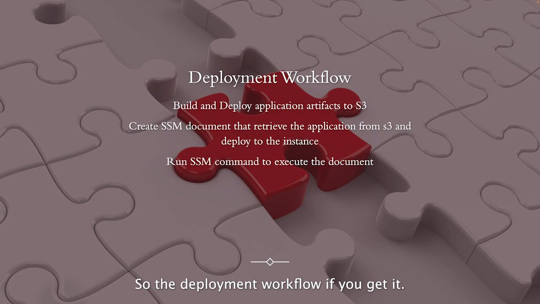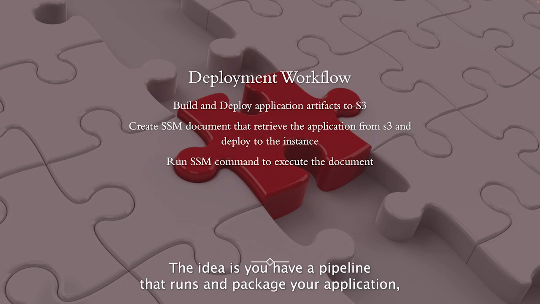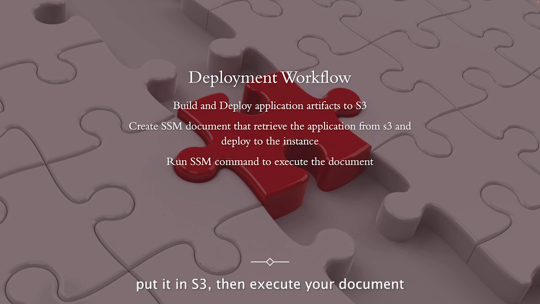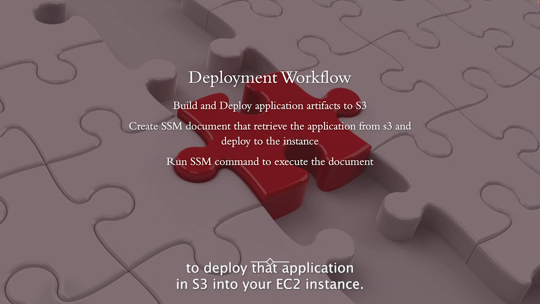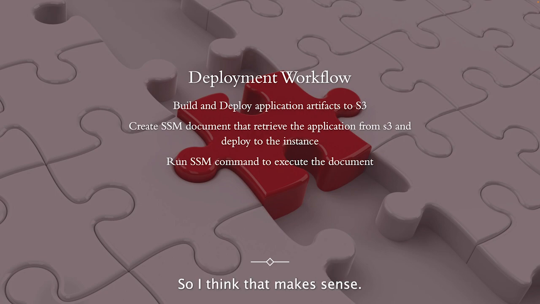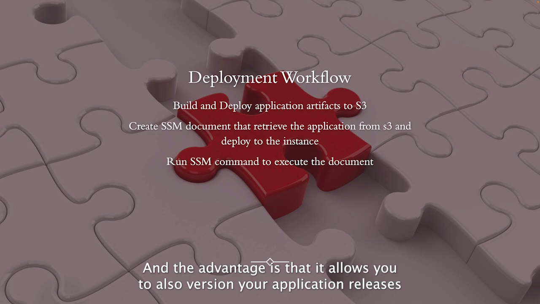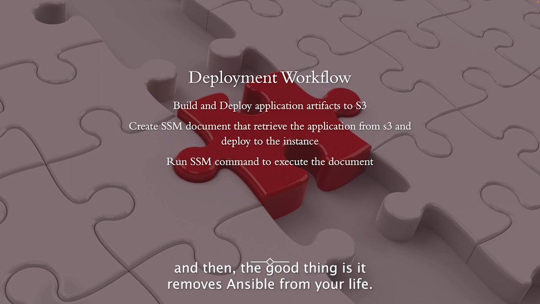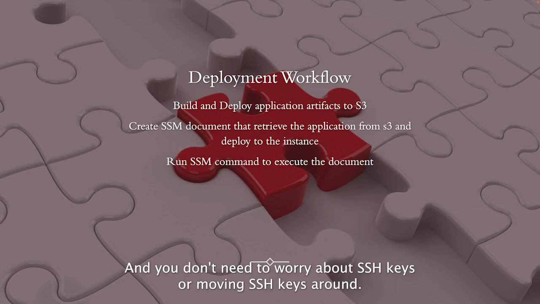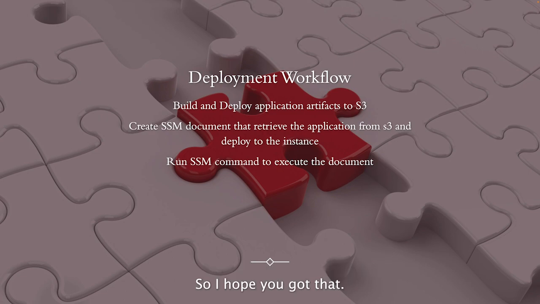So let's recap the deployment workflow. The idea is you have a pipeline that runs and packages your application, puts it in S3, then executes your document to deploy that application from S3 into your EC2 instance. I think that makes sense, and the advantage is that it allows you to version your application releases, and the good thing is it removes Ansible from your life and you don't need to worry about SSH keys or moving SSH keys around. So I hope you got that.